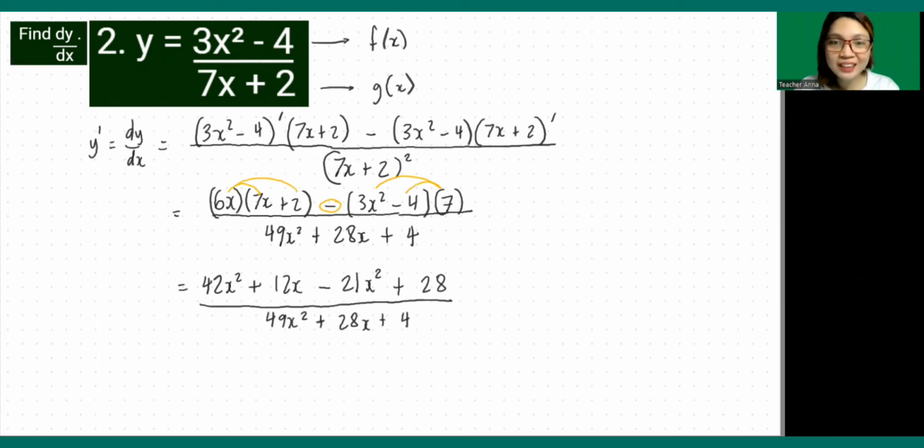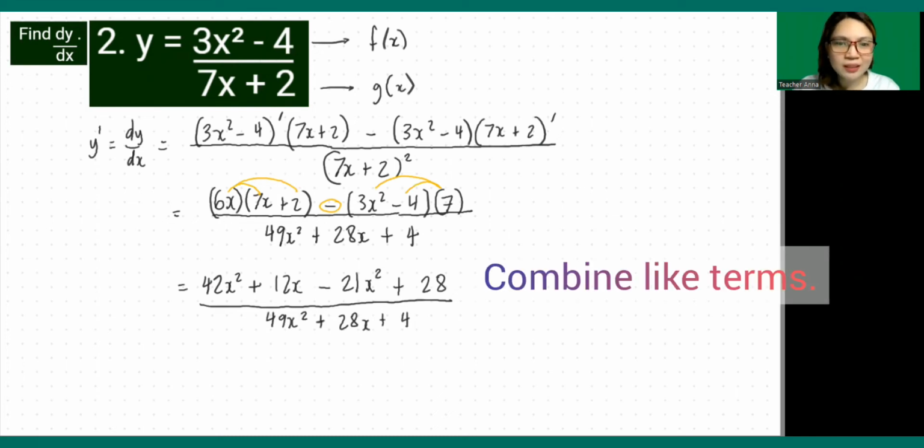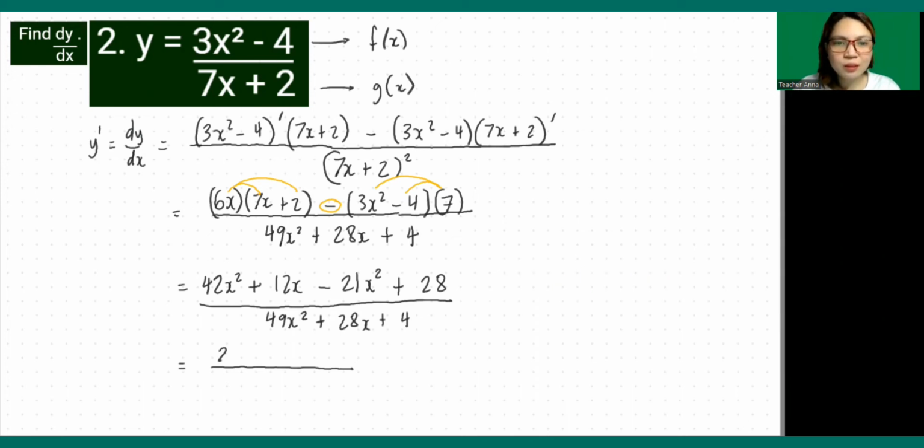And we combine like terms in the numerator. So you can see there are terms that we can combine, like the 2x squared, which result to this 42 minus 21. That's positive 21x squared, we have the x term, so plus 12x, and the plus 28. Then we have 49x squared plus 28x plus 4. And that is our final answer for this example.